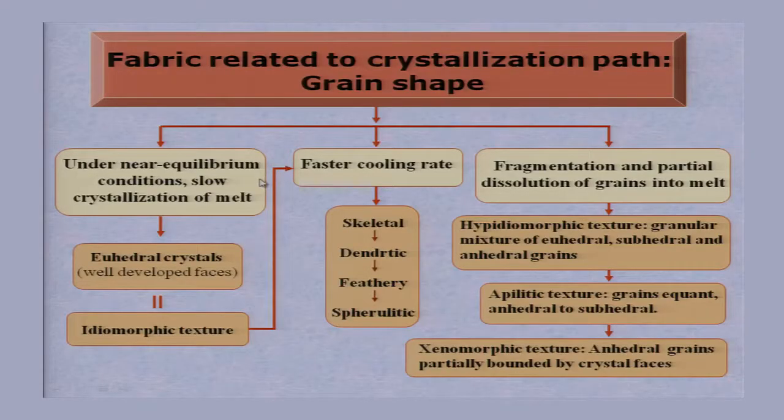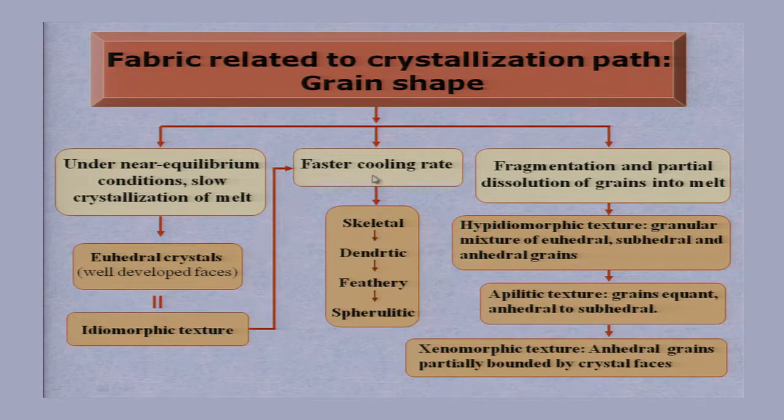Fabric related to crystallization path is subdivided into three major subdivisions. The first subdivision is under near equilibrium conditions. When the melt is crystallized under near equilibrium conditions, the rate of cooling is slow. As a result, euhedral crystals are developed, euhedral crystals with well developed crystal faces. As a result, idiomorphic texture is formed in rocks.